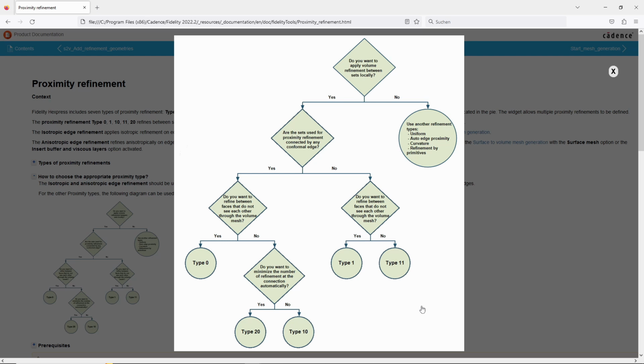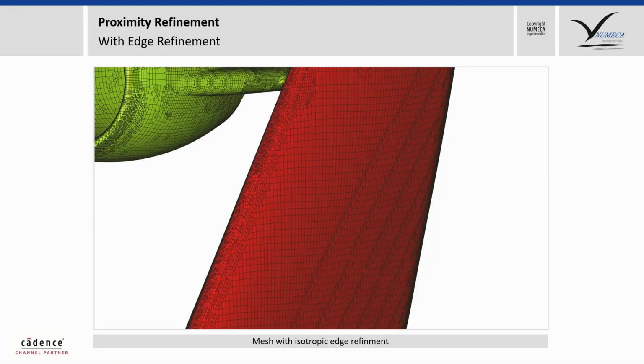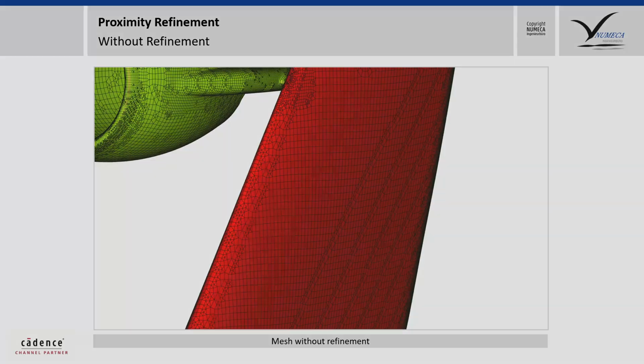But there's one new proximity refinement option which I want to show you now. And with that option, you can define a leading edge, for example, which you can see here. Here you have a nice refinement automatically detected, compared to the other case where no refinement is selected. I will show you in Fidelity how that works.